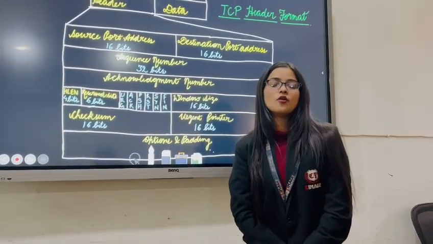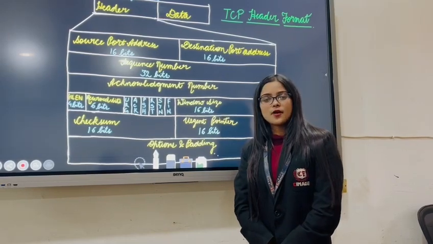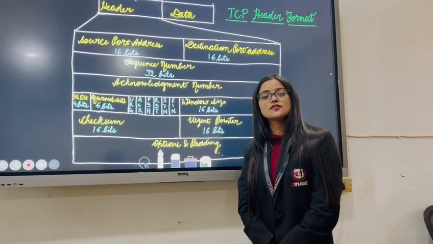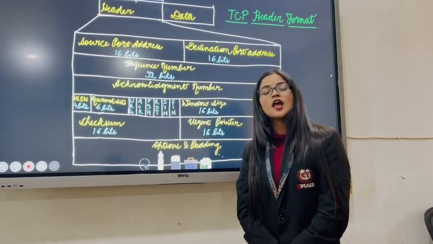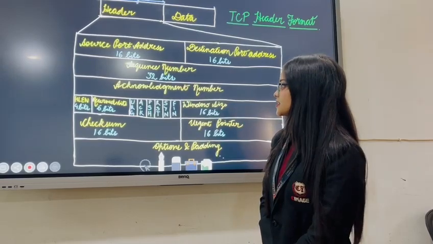And the next is acknowledgement number. When you set the ACK flag, it contains the next sequence number of data bytes and works as an acknowledgement of the previous data received. For example, if the receiver receives segment number X, then it will respond with X plus 1 as the acknowledgement number. And the next is header length.